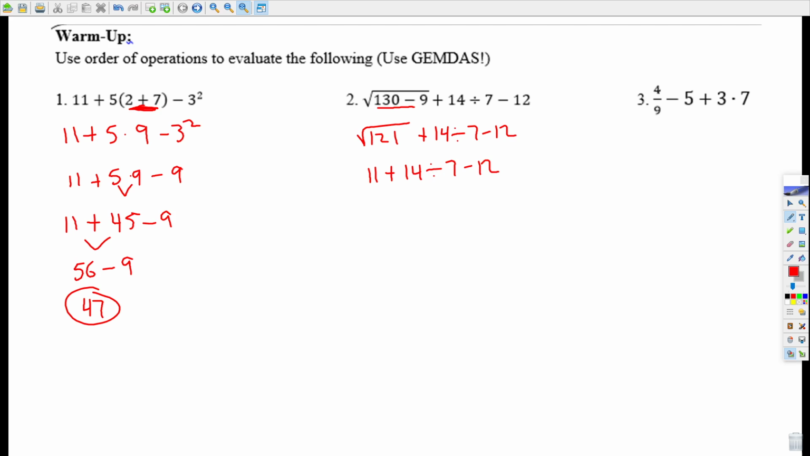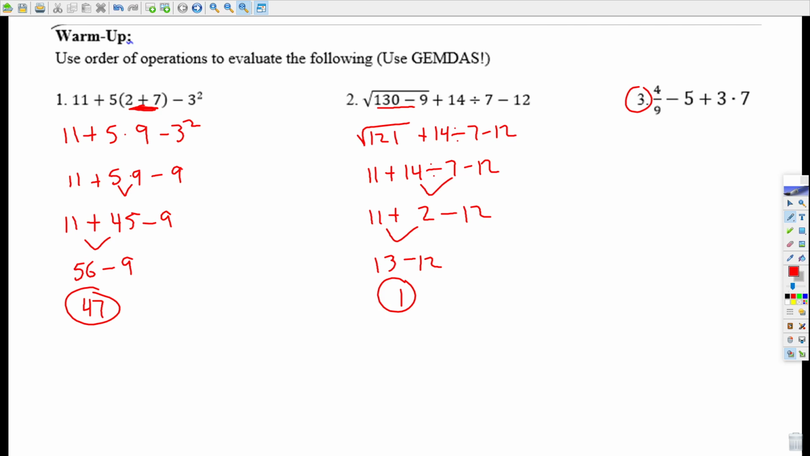We have addition, division, and subtraction. So we're going to do the division next. It's going to be 14 divided by 7, which is 2. So 11 plus 2 minus 12. Now left to right, we get 13 minus 12, or the answer of 1.